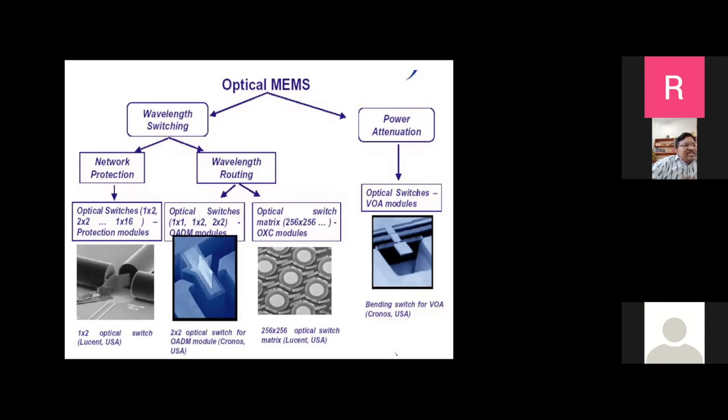You are seeing the first one is an example of a 1x2 optical switch made by Lucent. A small mirror is inserted in between two optical fibers so that the light gets deflected 90 degrees. That is the functioning of a 1x2 optical switch. When there's a mirror in place, the light gets deflected. When you move out the mirror, the light will go straight. So 1x2. Similarly, you can make optical add drop modules. Then I have shown you these mirrors. People have made a 256 by 256 array of optical mirrors.